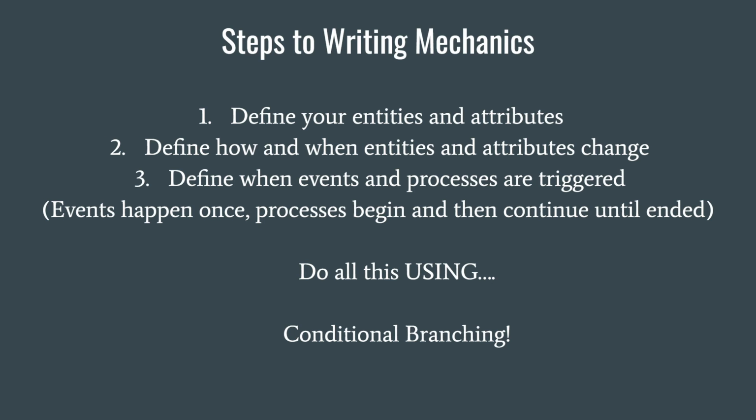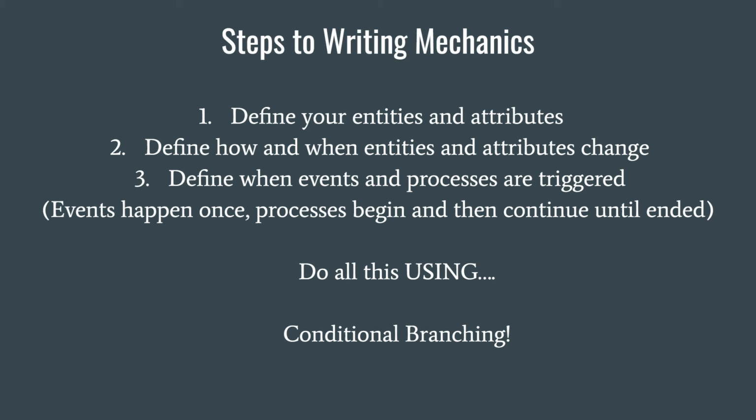Here are the steps to writing mechanics. 1, define your entities and your attributes. Just make a big long list of them. 2, define how and when they change. How does Link get the key? How do you get one more heart with one of the Stardew Valley characters? How do you lose hit points? How do you gain hit points? Things like that. So for every entity and attribute, you have to define how the numbers change.